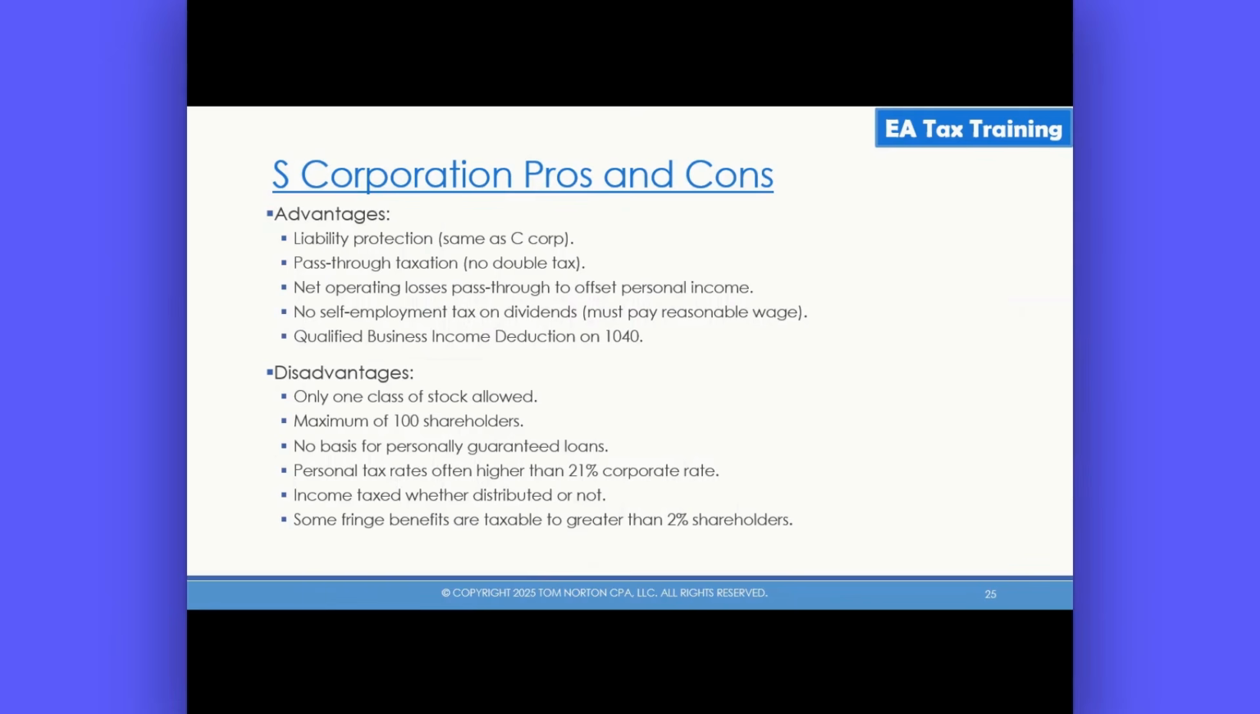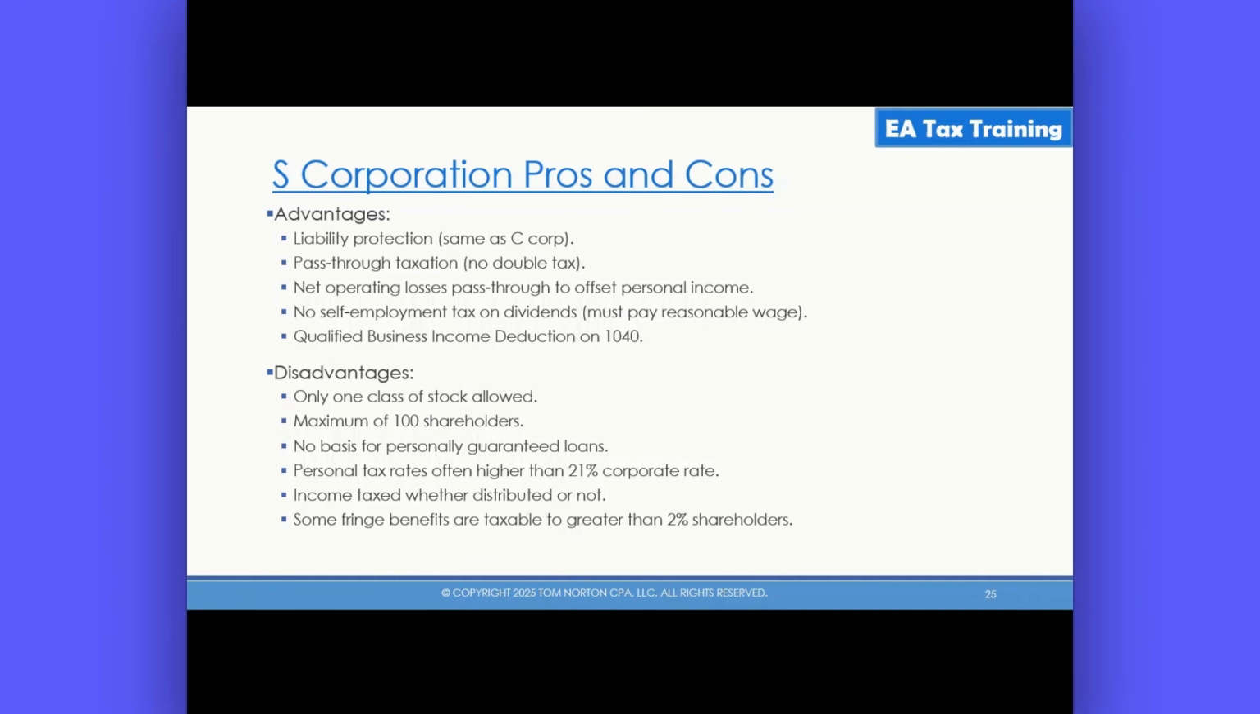Pros and cons of an S corporation: you get the same liability protection as a C corp. Remember, as far as the state is concerned, you're just a corporation. You're not a C corp or an S corp, so you have the exact same liability protection as a C corp. It is a pass-through entity, so there's no double tax like with a C corp.